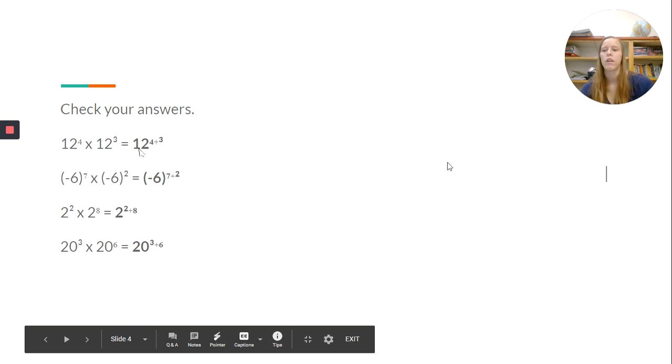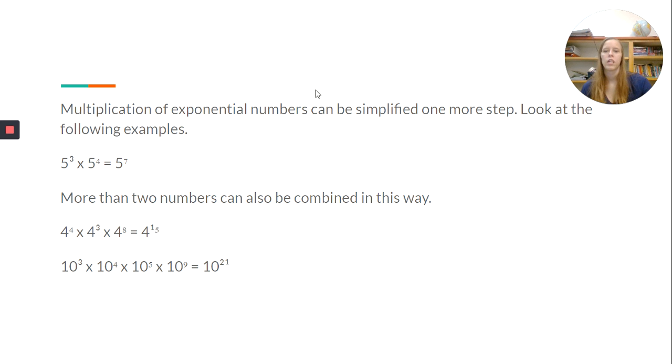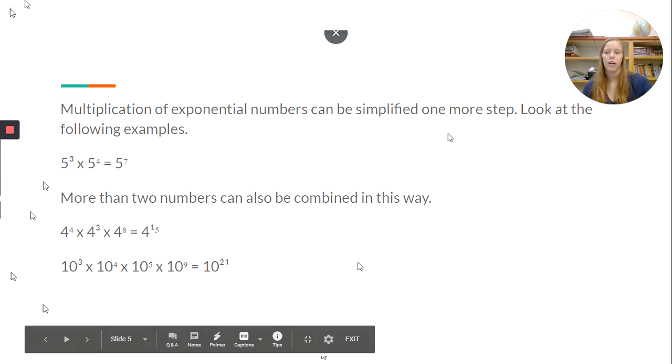Okay, so we have 12, 4 plus 3, which would be 7. Negative 6, it's the same base. We keep that in parentheses like we did yesterday. And then 7 plus 2 would be negative 6 to the 9th power. 2 to the second plus 8 would be 2 to the 10th power. And then 20 to the third plus 6 is going to be 20 to the 9th power.